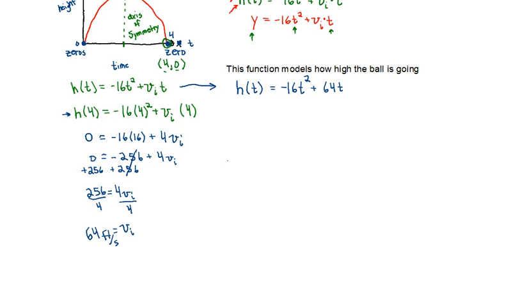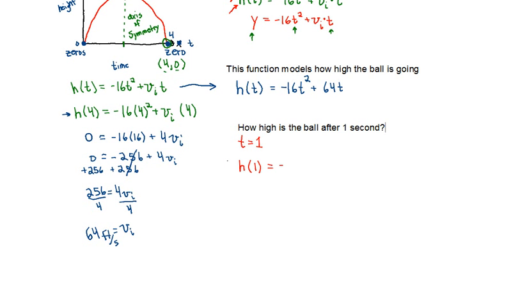So, what if we were curious, how high is the ball after 1 second? Let's answer that. How high is the ball after 1 second? Well, now that we have our formula, we can simply plug in 1 in for t. Our time is equal to 1. We can find h at 1 second. And we'll plug in 1 to figure out how high the ball is.